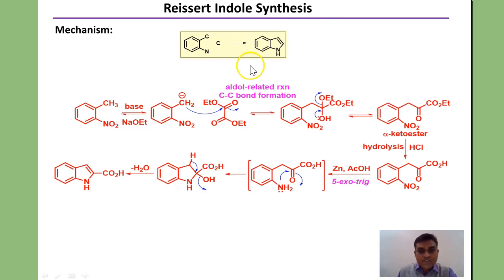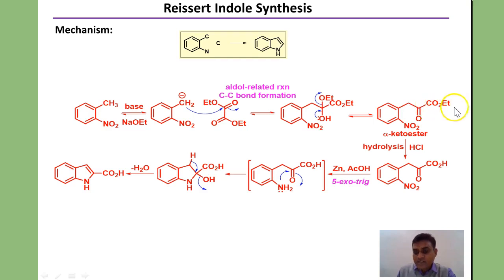The mechanism of this reaction involves a carbon-carbon bond formation here. This is an aldol-related process, a base-catalyzed condensation. In the presence of a base, this hydrogen is abstracted and we get a resonance-stabilized carbanion, and because of the minus R effect of NO2, it attacks the carbonyl carbon atom and we get a nucleophilic substitution at the sp2 carbon to get an alpha-ketoester with the nitro group at the ortho position.